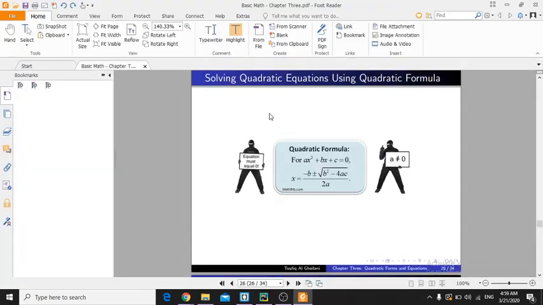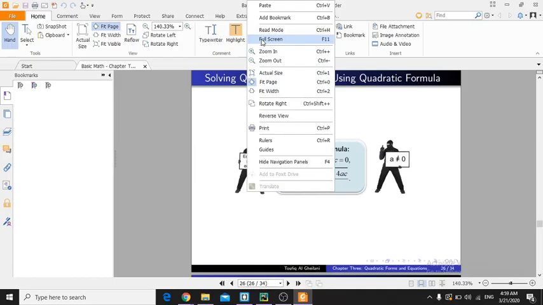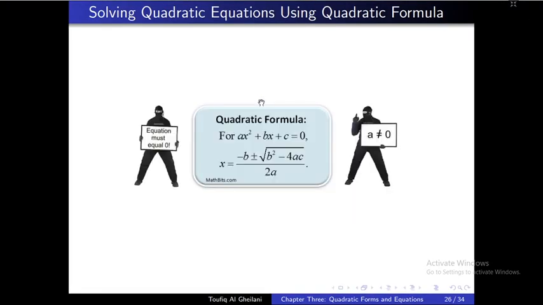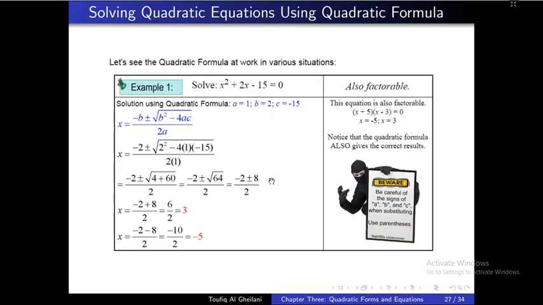In this video we are going to complete chapter 3, solving quadratic equations using the quadratic formula. The form of the quadratic equation is ax squared plus bx plus c equals 0, and a not equal to 0. And the formula is x equals minus b, positive or negative, square root of b squared minus 4ac, divided by 2a.